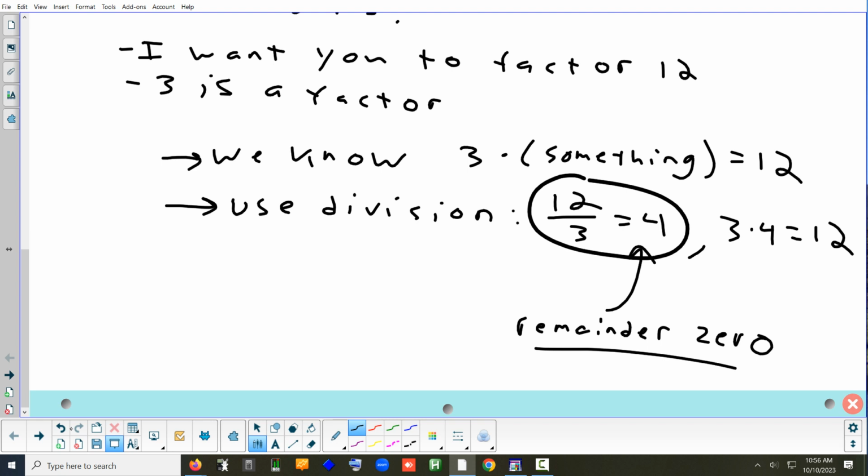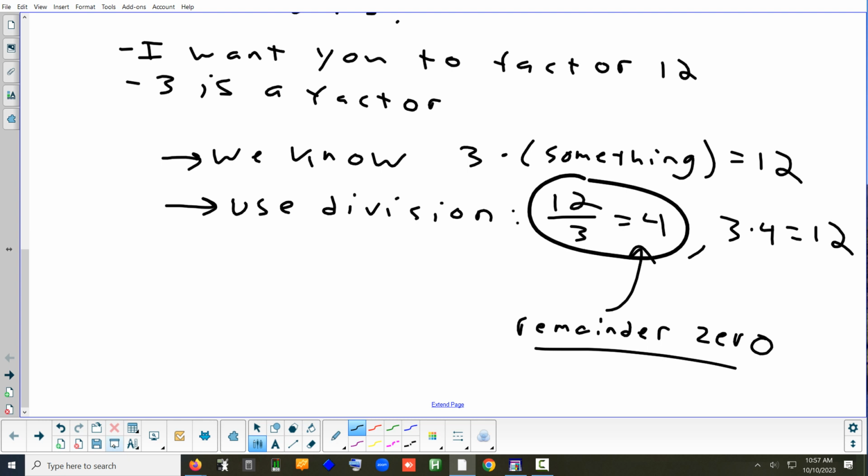So the quick way to figure out if something is a factor is to figure out what's the remainder when you divide it in. If you divide something in and get a remainder of 0, it's a factor. If you divide by something and get a remainder that's not 0, then what you divided by is not a factor. Take 12 and divide by 7. You're going to get a remainder. That's because 7 is not a factor of 12.